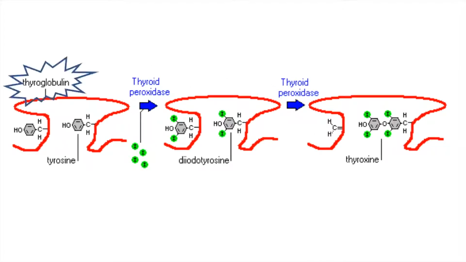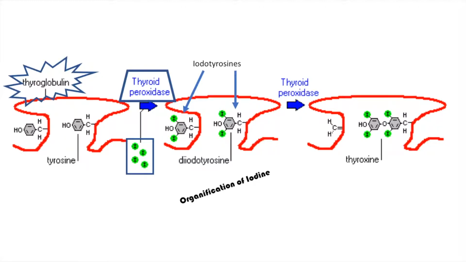T4 is synthesized from thyroglobulin and iodine, I minus, and thyroid peroxidase helps with this reaction. First, two iodotyrosines are created. This step is called the organification of iodine. Then again, using thyroid peroxidase, T4 is synthesized.